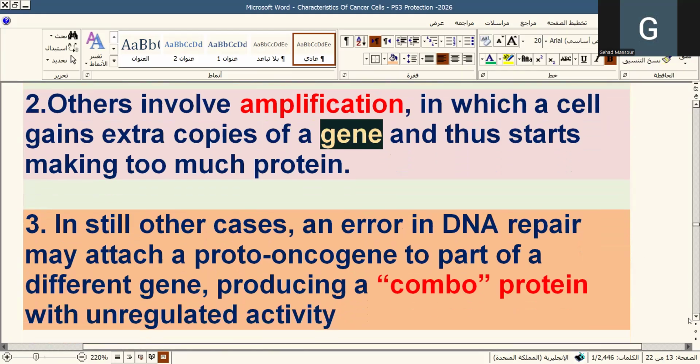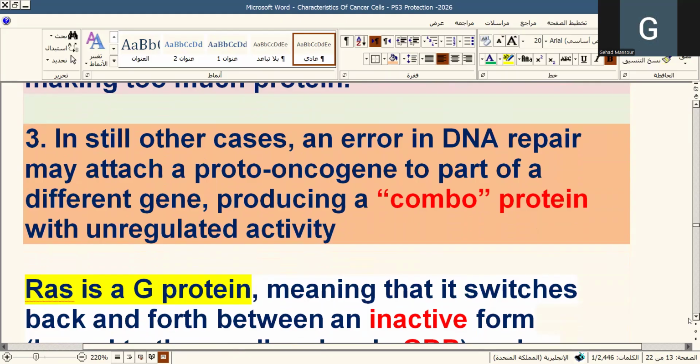And if we have extra copies of the gene, then those copies will be translated into much, much more proteins of positive cell cycle regulation. And therefore, the cell cycle will occur rapidly, and there will be a mass of abnormal cells called cancer cells.